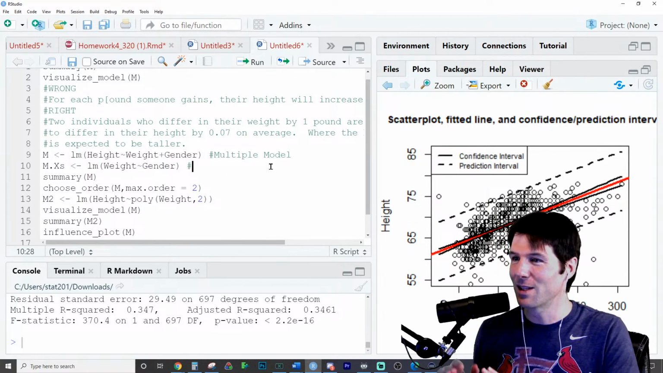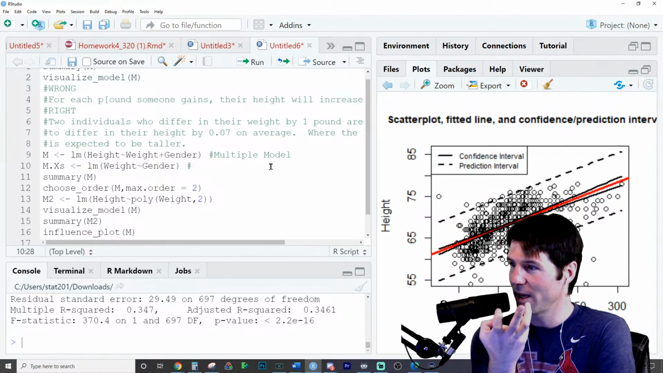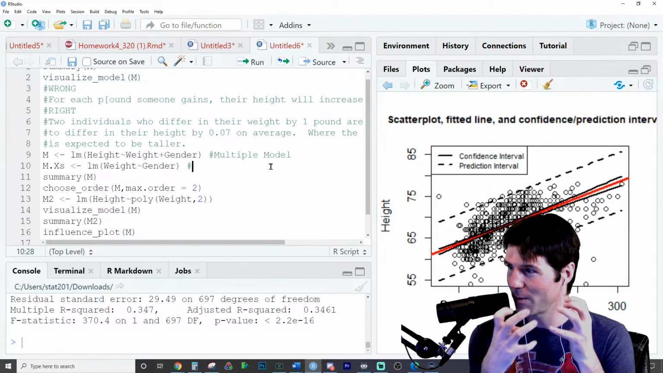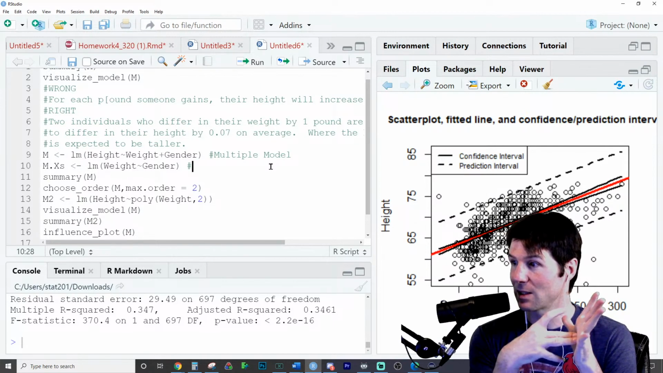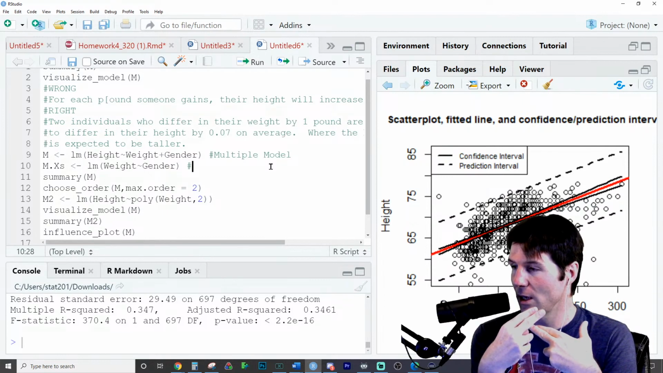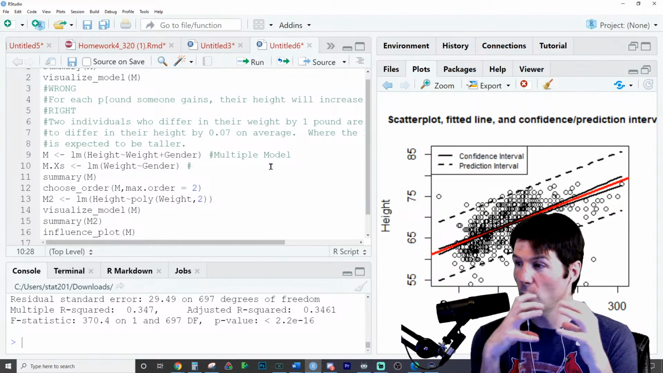What have I done right here with this new multiple model? Or not, it's no longer a multiple model, but it's a model where one of my x's is explaining the other x. This on line 10 is a model where one of my x's is explaining my other x. So we're seeing, does gender explain weight? And we don't want to see that.